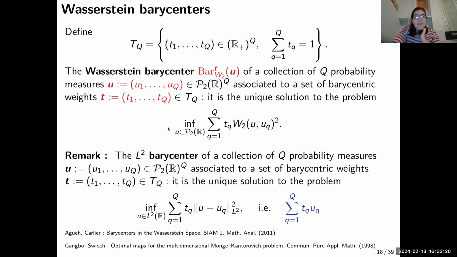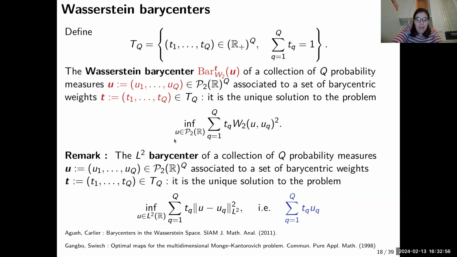Okay. You can ask yourself whether there exists one probability measure which minimizes this quantity, and indeed there is one, and it is unique. It's called the Wasserstein barycenter of the collection of measures U1 up to UQ associated to the barycentric weights T1 up to TQ. I just want here to make an analogy between this Wasserstein barycenter and what would be an L2 barycenter if my collection of probability measures were assumed to belong to an L2 space.